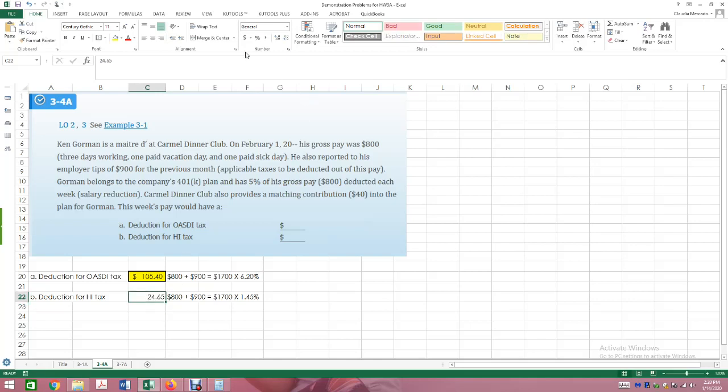Okay. The key here is to first of all identify what is taxable. Well, his gross pay is taxable. His tips are taxable for OASDI and HI purposes, okay? You add those two together and then you just multiply by the respective tax rates to get your tax amount here. This is a pretty straightforward problem. I'm going to save my work because I always like to save my work.